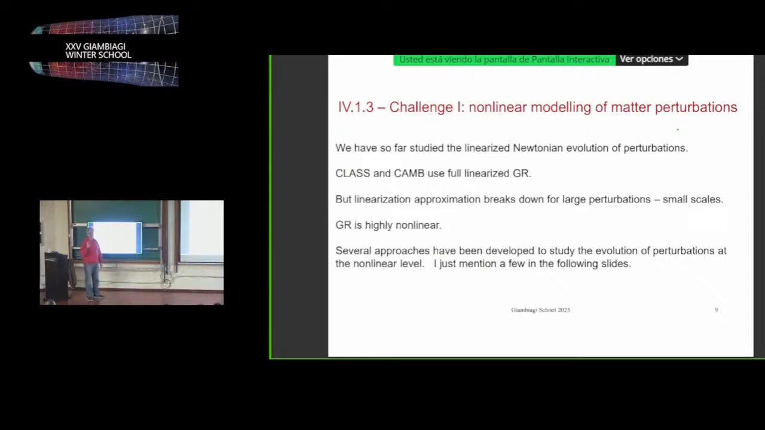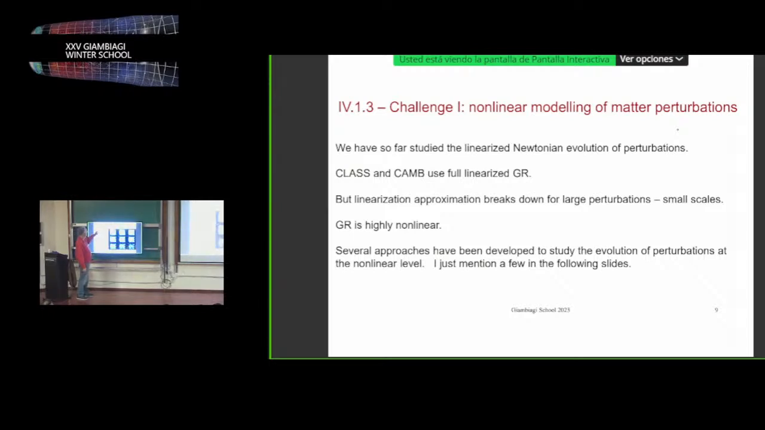So this is why this lecture is very light. This is a very extensive topic that I'm sure will be addressed next week. So I'll just mention a few of the techniques or approaches that have been invented to deal with this problem.